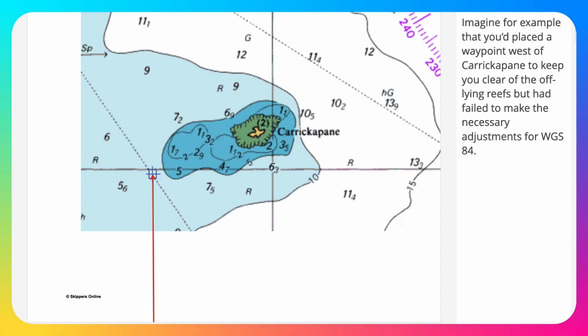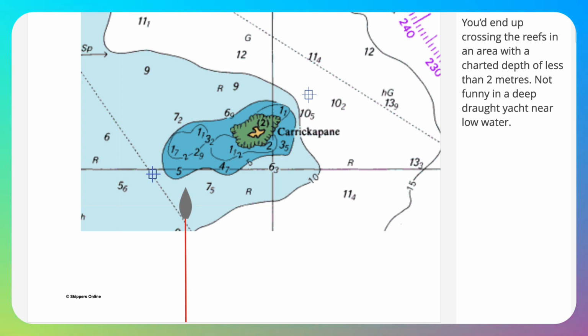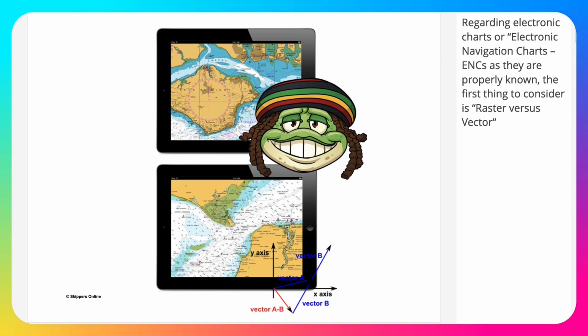Imagine, for example, that you'd placed a waypoint west of Carrickapane to keep you clear of the off-lying reefs, but had failed to make the necessary adjustment for WGS 84. You'd end up crossing the reefs in an area with a charted depth of less than 2 meters. Not funny in a deep draft yacht near low water.